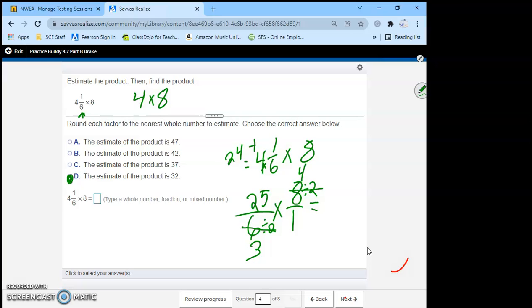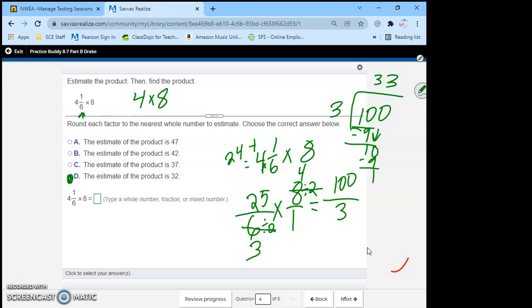Multiply. Top times top. 25 times 4. That would be 100. 3 times 1 is 3. We have an improper fraction, so we are going to do 100 divided by 3. Will 3 fit into 1? No. 3 fit into 10? Yes. 3 times. 3 times 3 is 9. We subtract. 10 minus 9 is 1. Bring down our 0. How many times will 3 go into 10? 3 again. 3 times 3 is 9. Subtract. We're left with 1. That 1 is our top number. Our bottom number is still 3. So our answer here is 33 1/3.